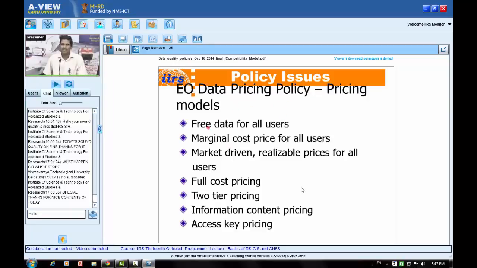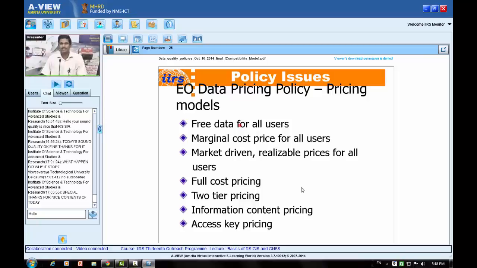This slide talks about pricing models. Free data for all users. If you talk about Landsat, they have now made it free. In between they used to sell it at $600 per scene, which comes to around 36,000 rupees. If you talk about Indian data, it used to cost 4 or 5,000. So that's why the costs vary, and then the policy, the way you want to implement.